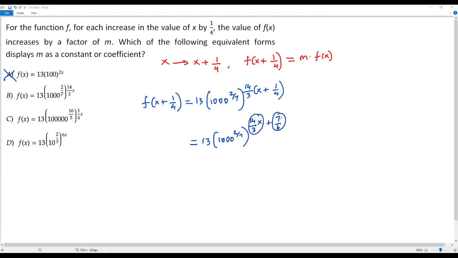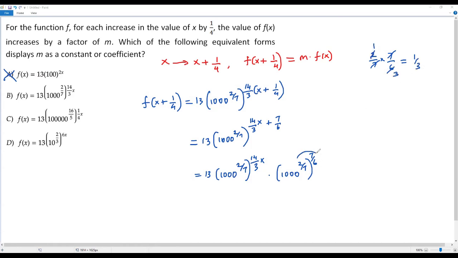Here, two values are added in the exponent. As we did in answer choice A, we can take the base separately for each value and multiply the results. Then we get 13 times 1000 raised to the power of 2/7 to the power of 14/3 times x, times 1000 to the power of 2/7 to the power of 7/6. Now we can multiply these two exponents using the power of a power rule. Multiplying 2/7 times 7/6, the 7 cancels out. 2 goes into 2 one time and 2 goes into 6 three times. I'm getting 1/3. When I take this 1/3 as an exponent for 1000, I am getting 10 as a result.